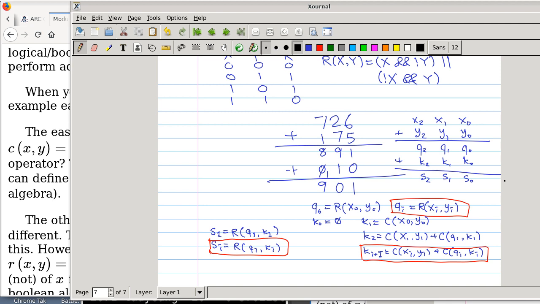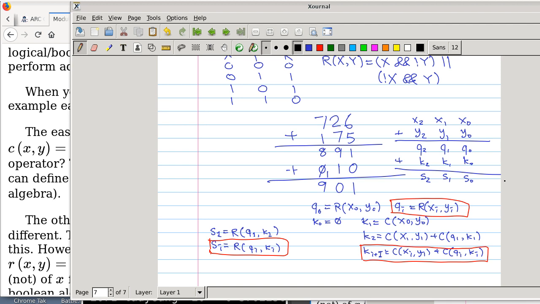This row here is representing the partial sum. What do I mean by the partial sum? That's the r. Okay, your r function is giving you the partial sum. 6 plus 5 has a partial sum of 1, but it also has a carry of 1. Is that okay? 2 plus 7 is 9, but 9 plus 1 is a 0 with a carry of 1. So that's how you read the actual concrete example.